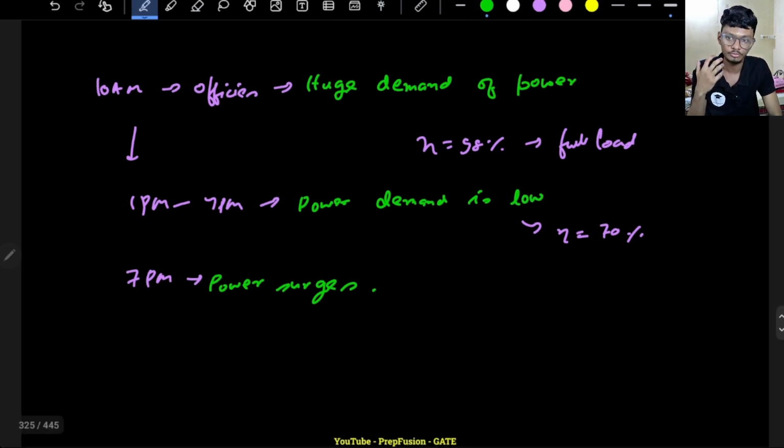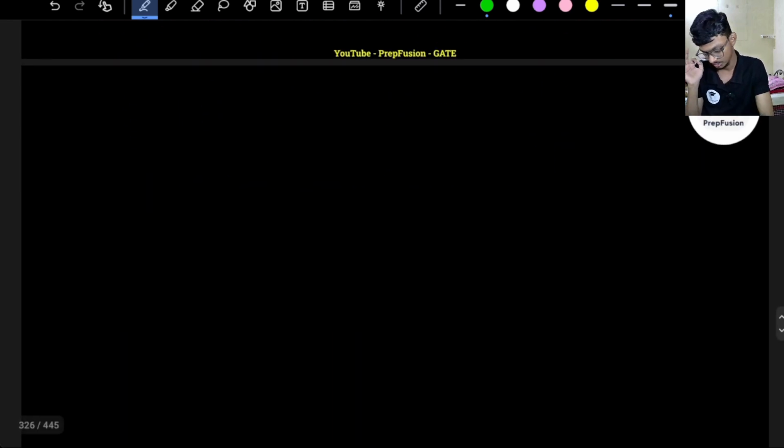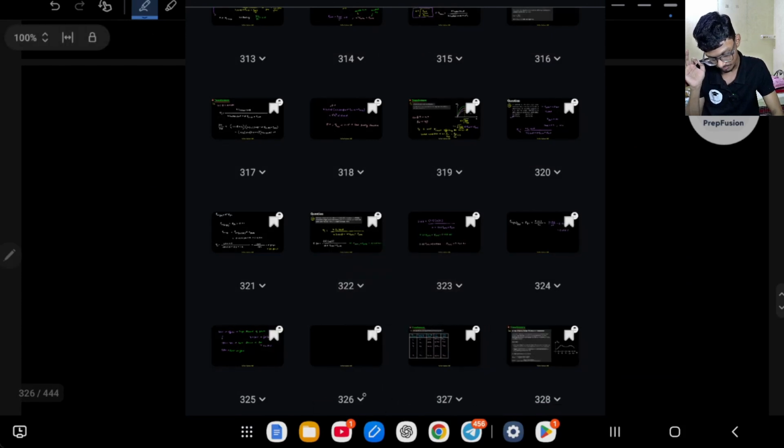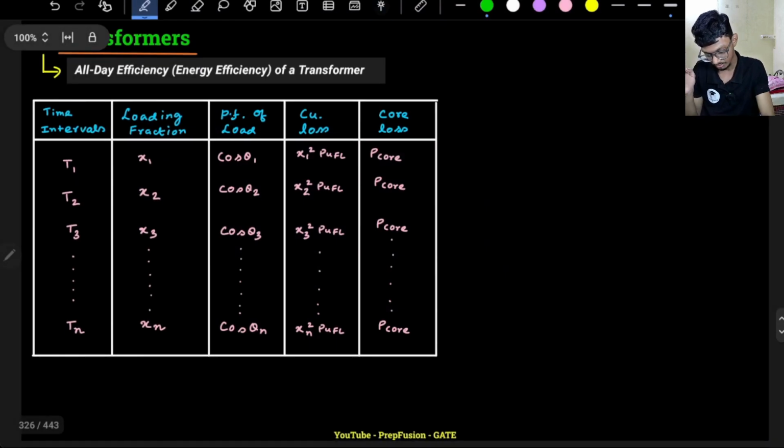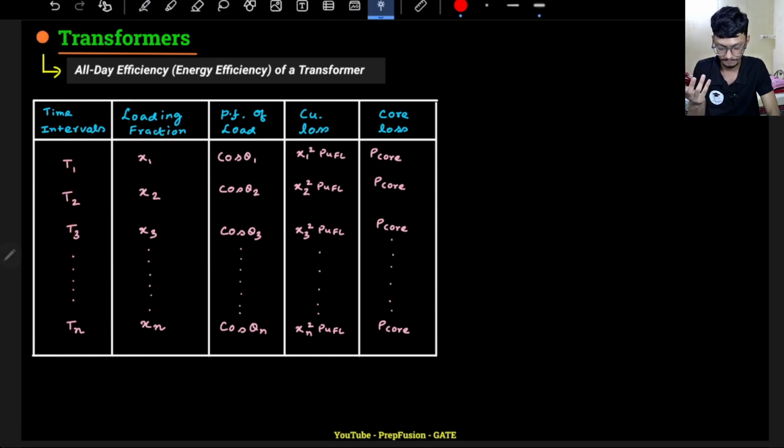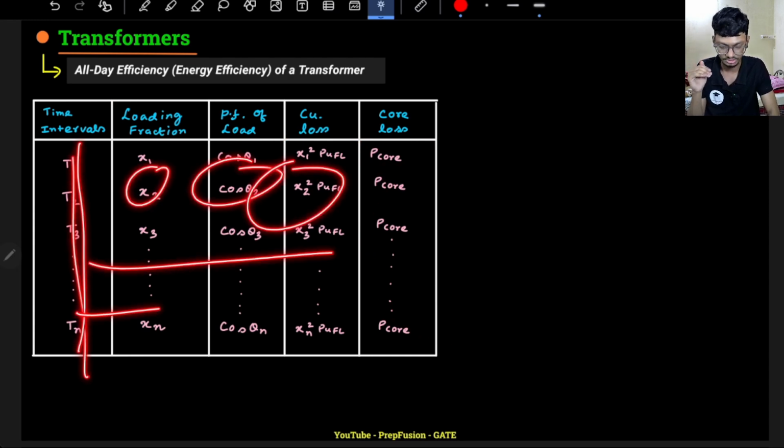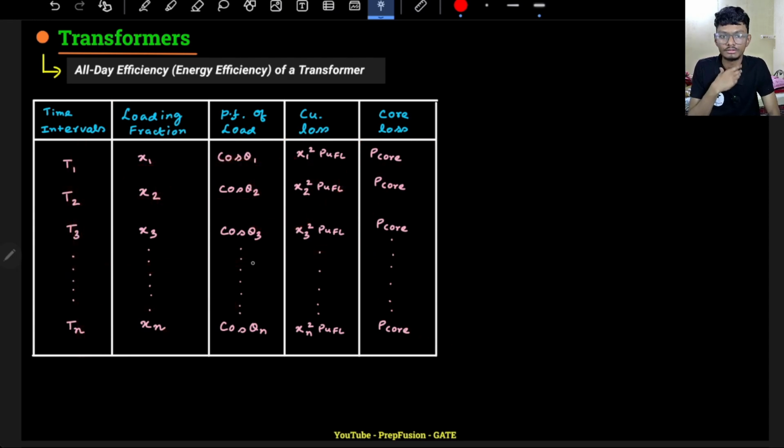So how will I improve this problem? There is a metric so that we can judge a transformer by its energy efficiency. Let's say the whole day is given to you, with these time intervals. For time t1 the loading will be x1, that is the loading fraction, the power factor will be cos phi 1, and the copper loss will be x1 whole square into PCFL. Core loss does not change, but according to the time the loading and power factor change. That is it basically.